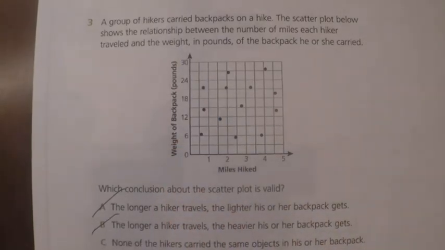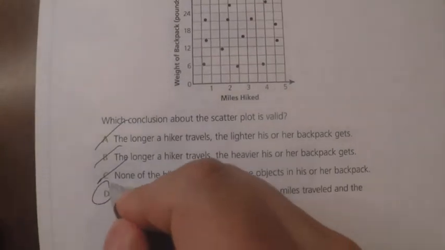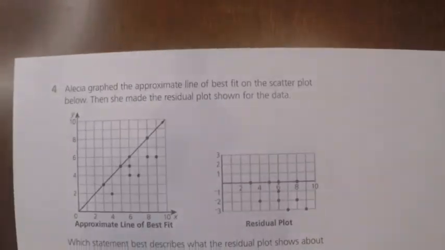C, none of the hikers carried the same objects in his or her backpack. Well, here they don't tell us anything about what they're carrying. So D, there is no clear relationship between the miles traveled and the weight of the backpacks, is our correct answer. There's no clear relationship as we're looking, so that's where we have to end there. All right, take a look at the next question, question 4.